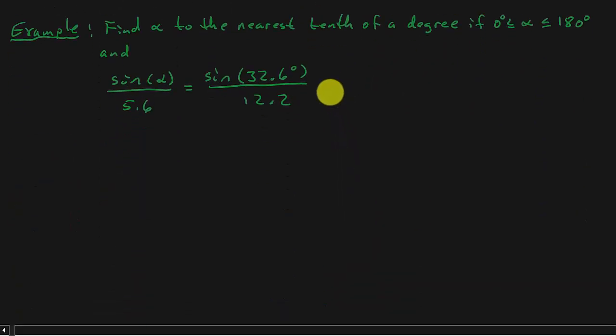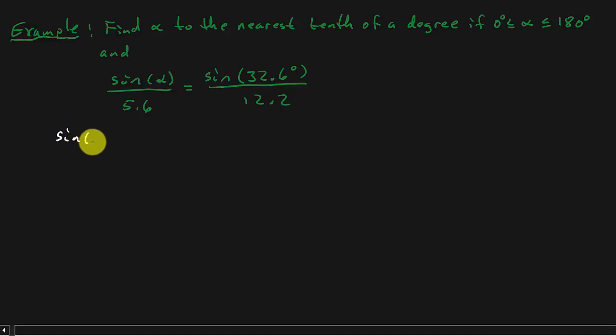All right, so what about this one? It says find alpha to the nearest tenth of a degree if alpha is between 0 and 180. So now it's wanting us to find all the solutions between 0 and 180, so all the solutions in the first and second quadrant only. All right, so what did I tell you? You've got to get the sine alpha by itself. You've got to get sine alpha equals a number. Okay, so let's do that.